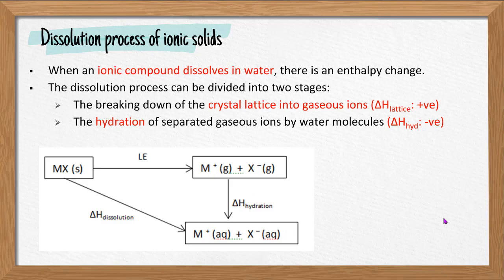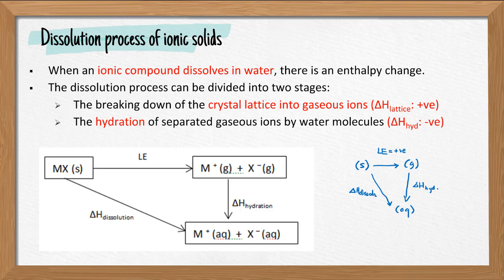Using a simple diagram, hopefully you can understand this. If you want to dissolve a solid ionic compound and make an aqueous solution, this refers to your enthalpy of dissolution or enthalpy of solution. That means the same thing. This step involves breaking down the solid compound into gaseous ions, changing the phase from solid into gas phase. This solid into gas phase is the lattice energy. We will discuss lattice energy in chapter 2.4. Breaking down requires energy, therefore it has a positive value. After that, we want to hydrate the gaseous ions into aqueous ions, and this is your enthalpy of hydration.